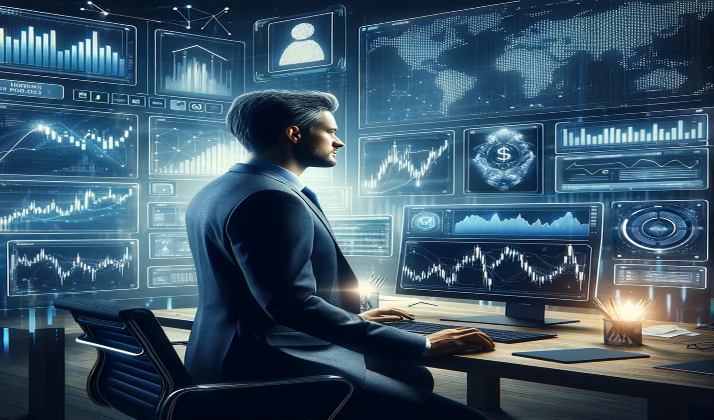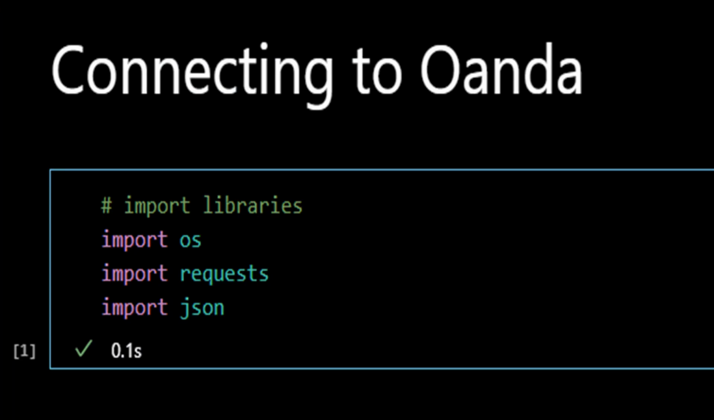with automation and efficiency. We'll focus on three key Python libraries: OS, requests, and JSON. The OS library allows for interacting with the operating system, such as managing files and accessing environment variables, crucial for securely handling API keys in our trading application.